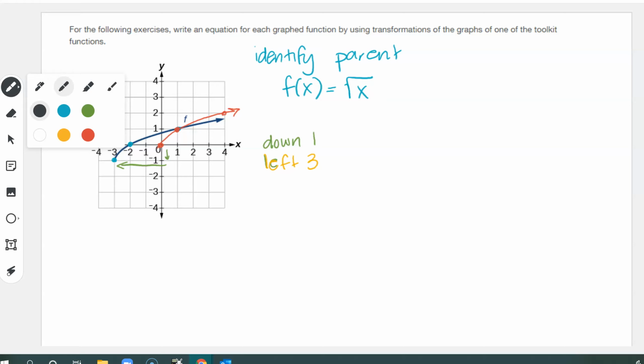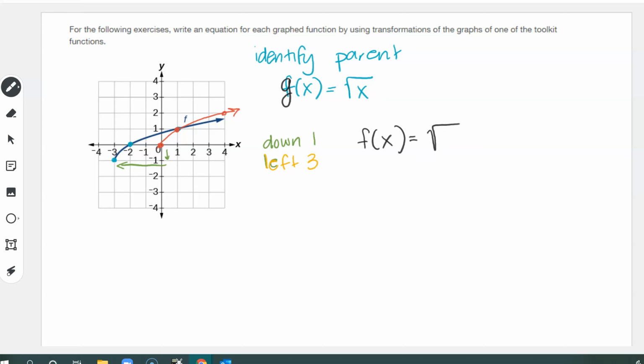So we can do both those things in our actual parent function. So now we know our f of x, which this is. So I shouldn't have really called this f of x. Let's call it g of x. F of x has a square root of x. Inside the square root, that's about left and right. That's about manipulating my x.